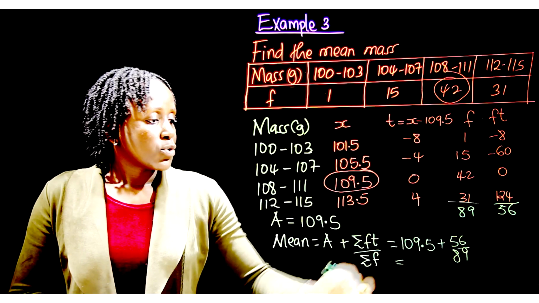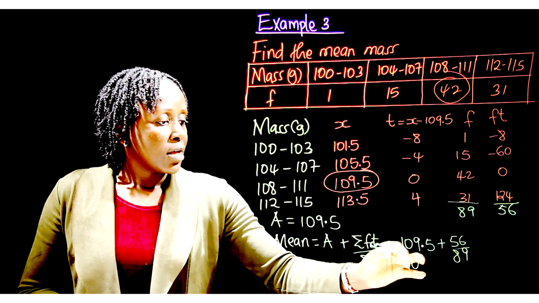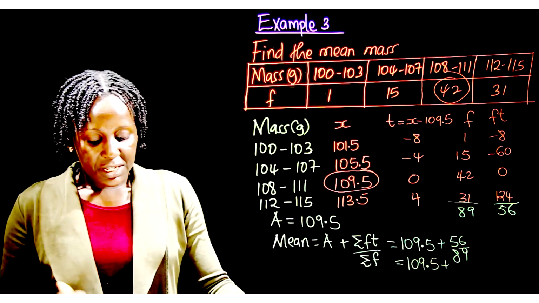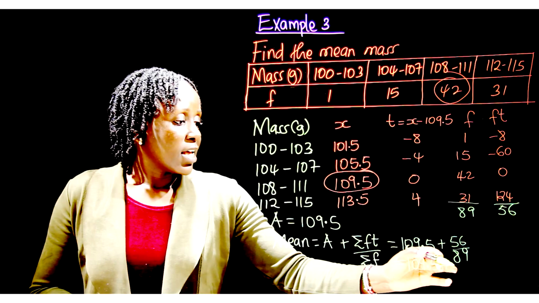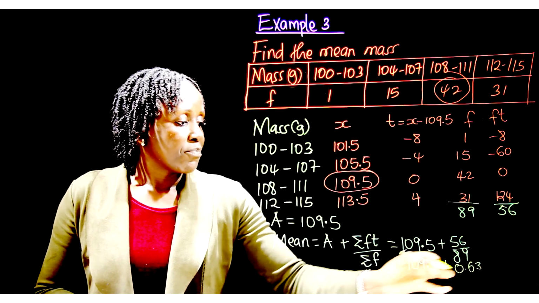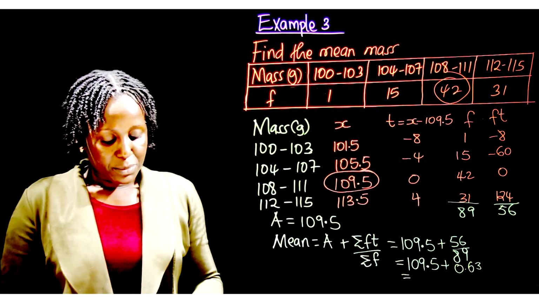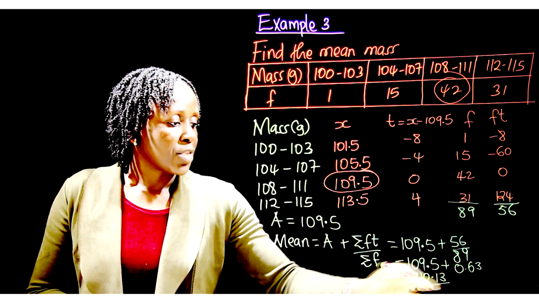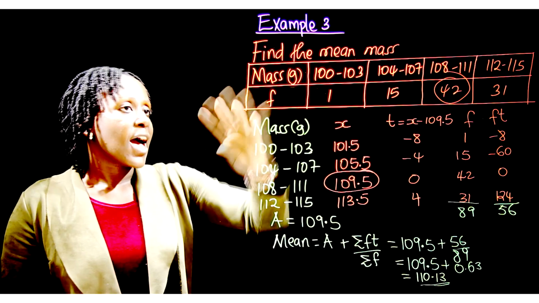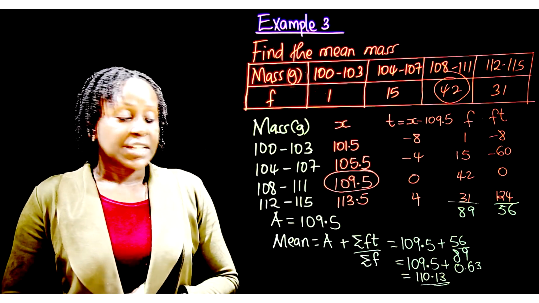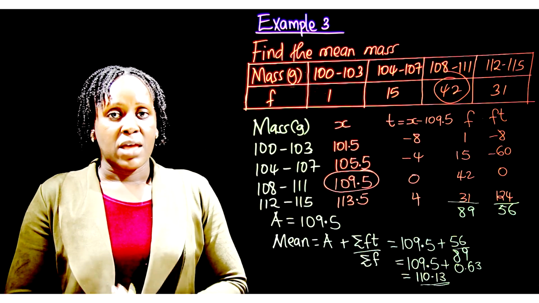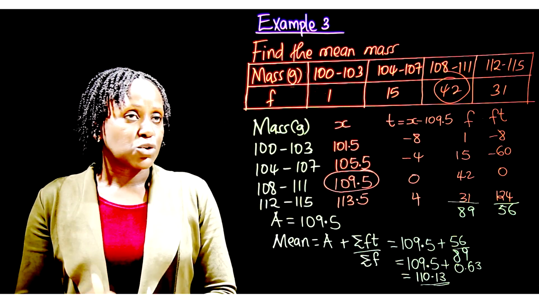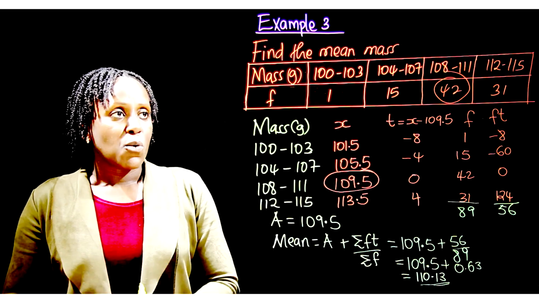Now this will be equal to 109.5 plus 56 divided by 89, which is 0.63. Adding this up, you will obtain 110.13. So the mean mass for these items is 110.13.